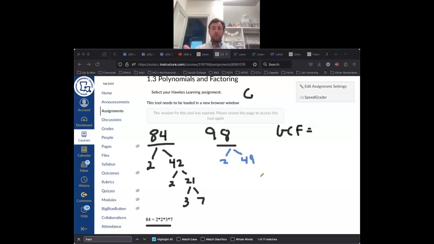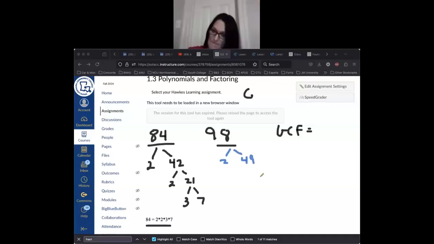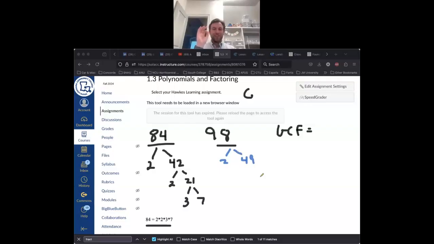Can 5 go into 49? So I'm just working my way up the chain. 2 won't go, 3 won't go, 5. Will 5 go? 7 will, you know. No. How do we know? What's the rule for 5s? If it ends in a 0 or a 5, 5 can go into it.